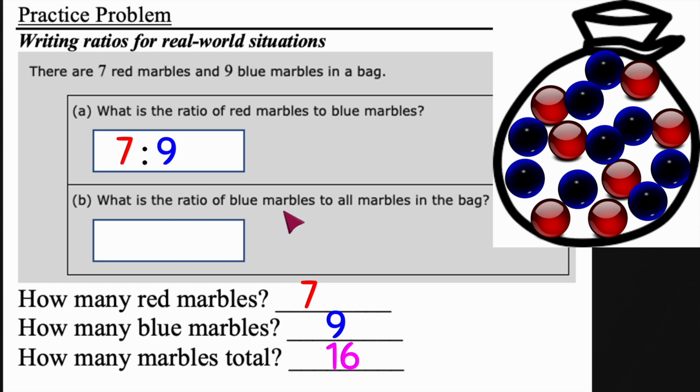And then what is the ratio of blue marbles to all marbles? I have 9 blue marbles and I have 16 for the whole bag. So I have 9 to 16. So that is how you write a ratio for a real-world situation.